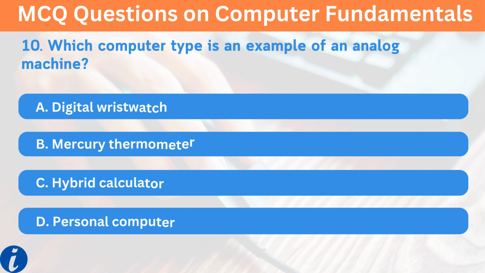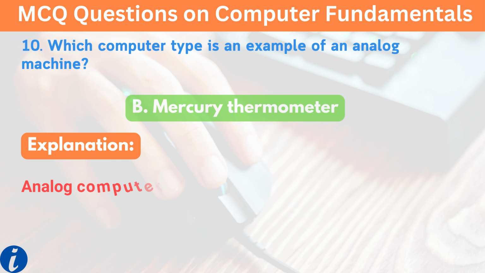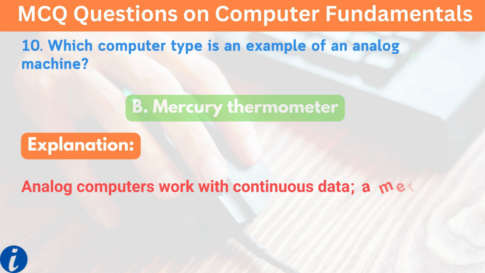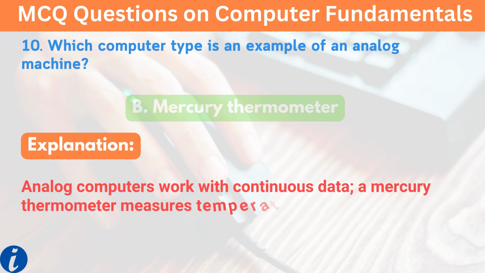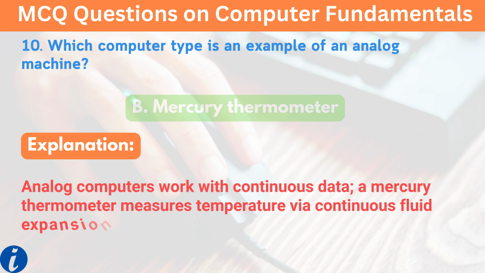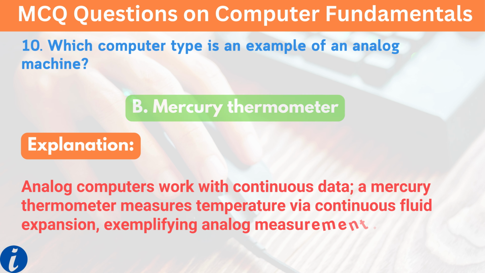10. Which computer type is an example of an analog machine? A. Digital wristwatch. B. Mercury thermometer. C. Hybrid calculator. D. Personal computer. The correct answer is B. Mercury thermometer. Explanation: Analog computers work with continuous data. A mercury thermometer measures temperature via continuous fluid expansion, exemplifying analog measurement.